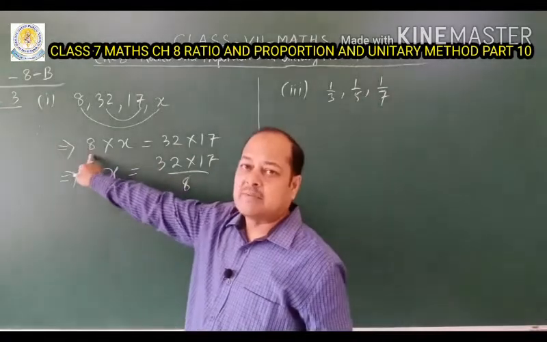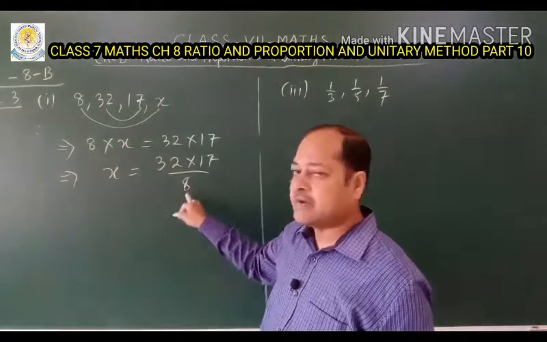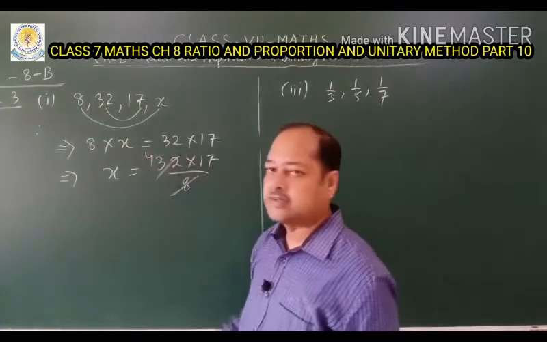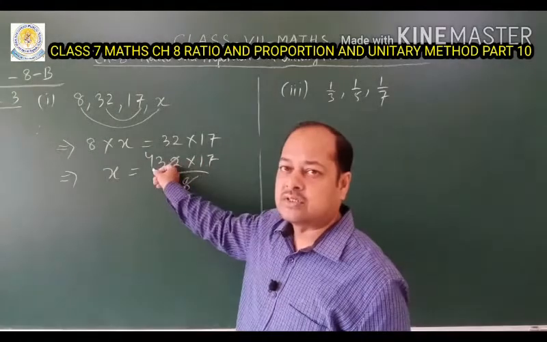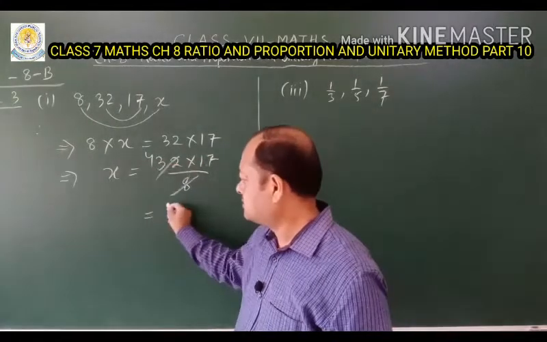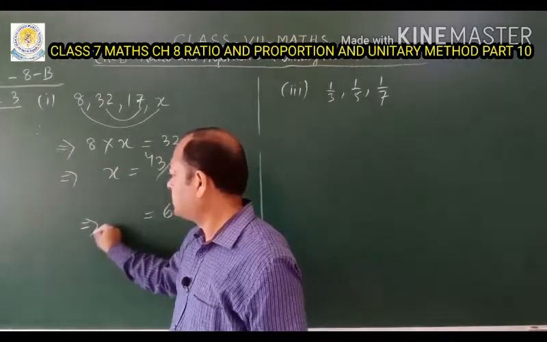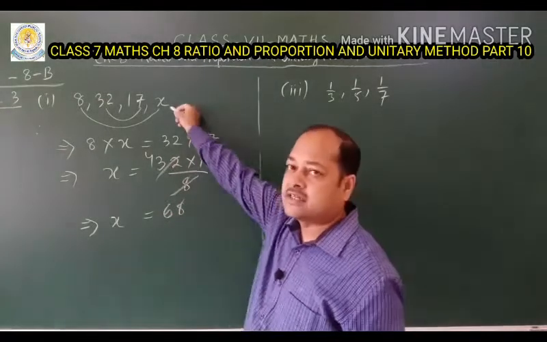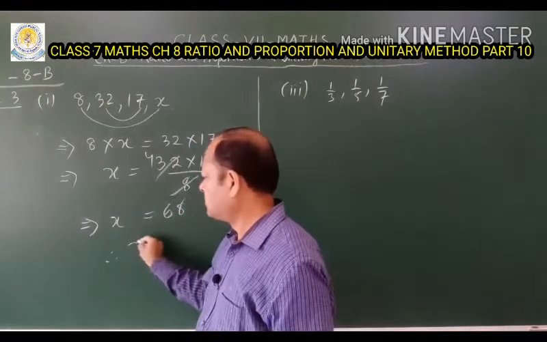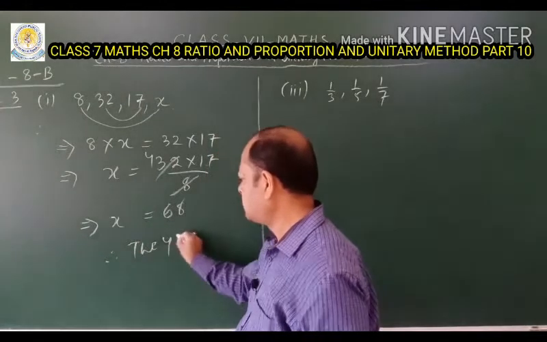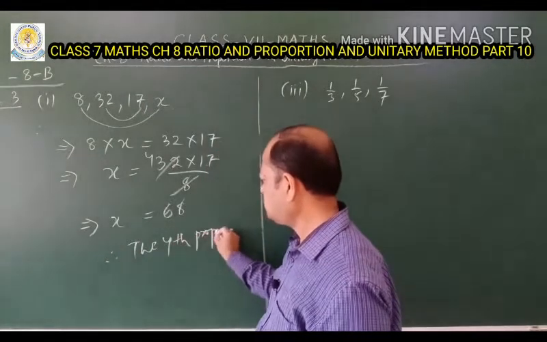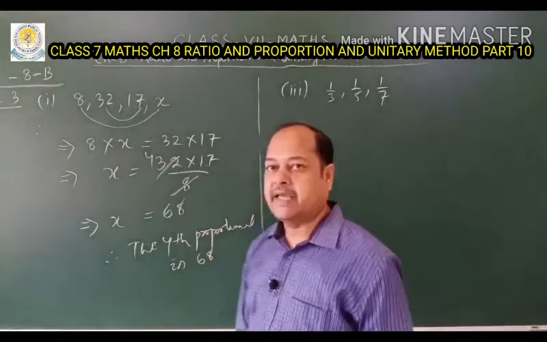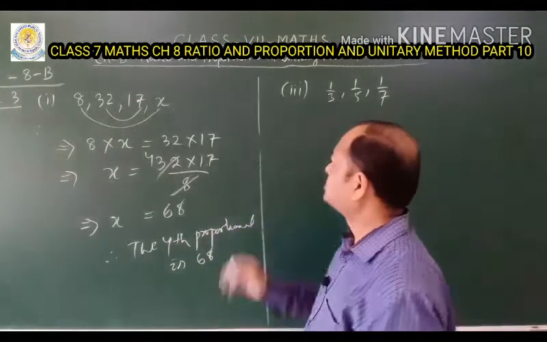Just cross multiply or transpose the value, and we will get the value of x. Here 8 is multiplied, so when it is transposed it will be divided. We already covered what transposition is. So 8 fours are 32. What is 17 into 4? 17 fours are 68. So we got the value of x equal to 68. So what is x? That is the fourth proportional. Therefore the fourth proportional is 68.